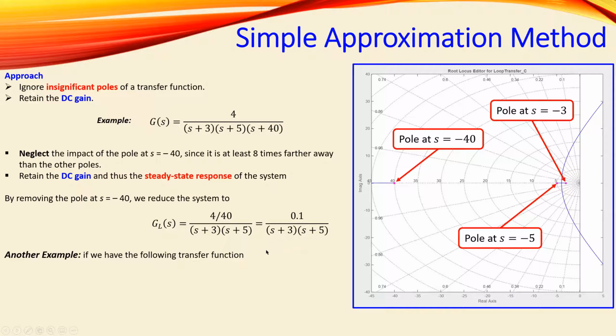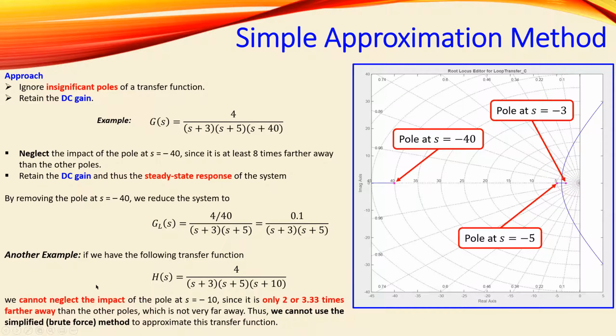But in other examples, for example, if you have the following transfer function, then you have H is equal to very close to that one, but the third pole is now at -10, which is not really that far away compared to these two poles. And if you now look at the dynamics of the system approximated in this method, you will not have a very accurate result. So in this case we cannot neglect the impact of this pole at -10, since it is only 2 or 3.33 times far away.